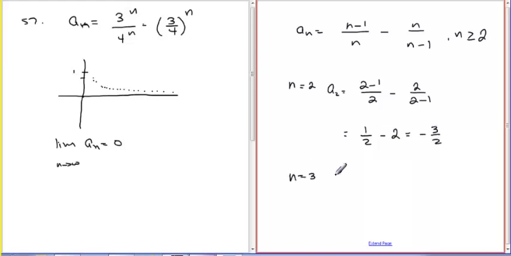Okay, so we try n equals 3. A sub 3 is (3 minus 1)/2 minus 2/(3 minus 1). So I get 2 over 2, 2 divided by 2 is 1. And the second term, I get 2 over 2, which is 1. So I get 0.